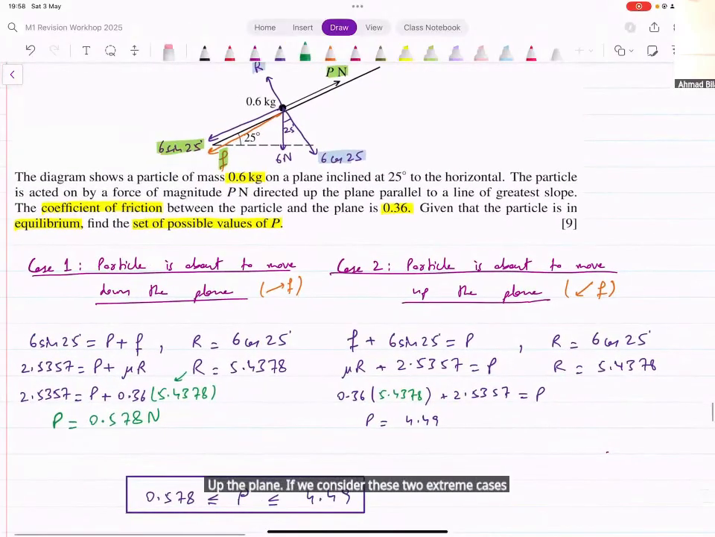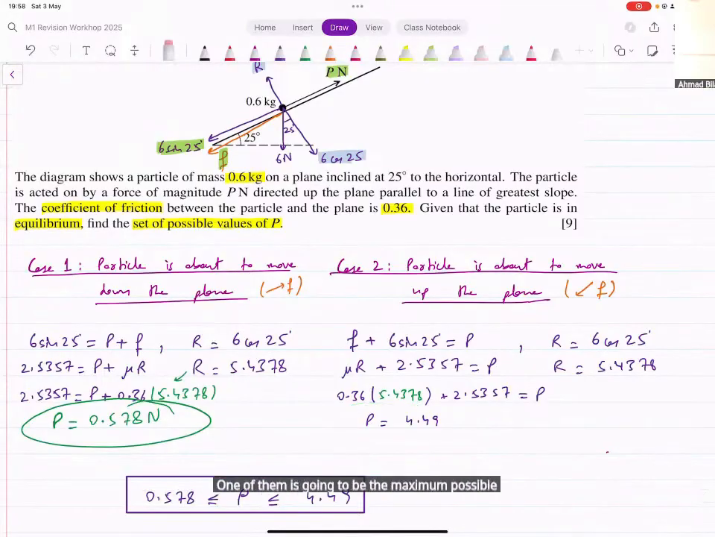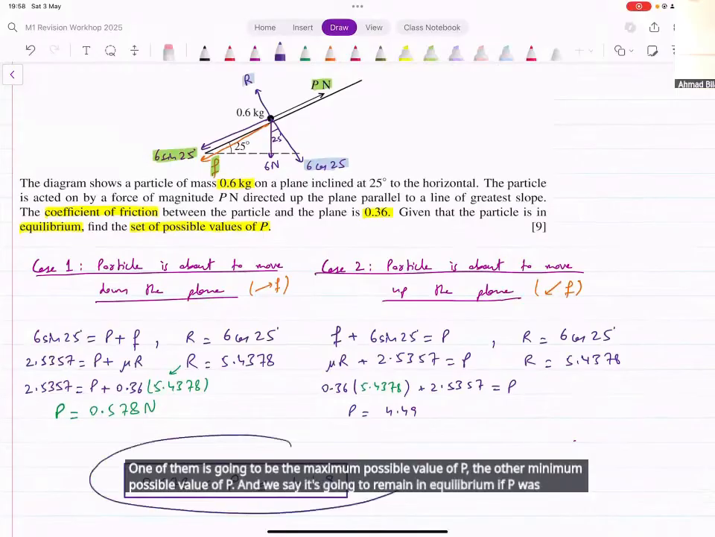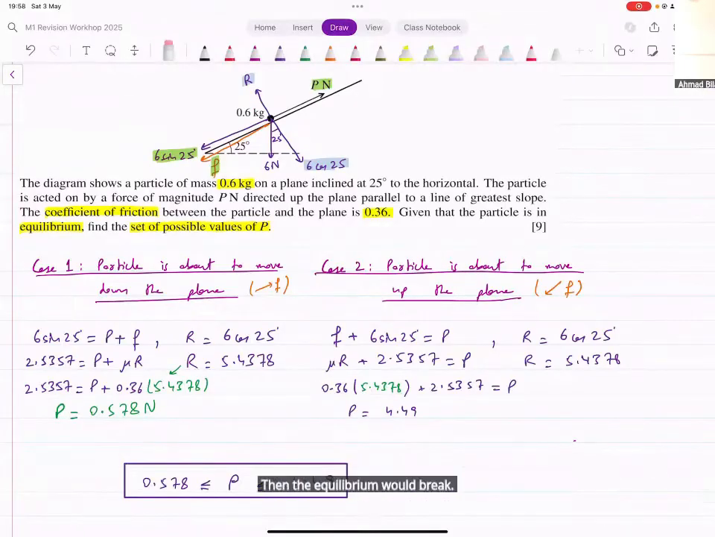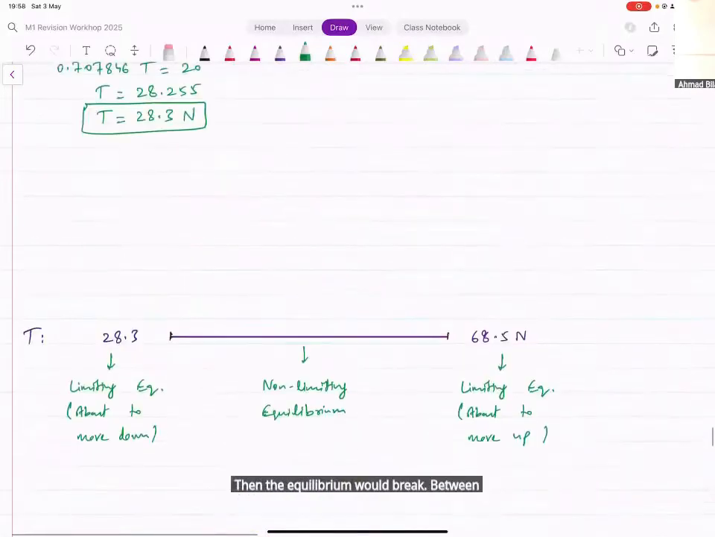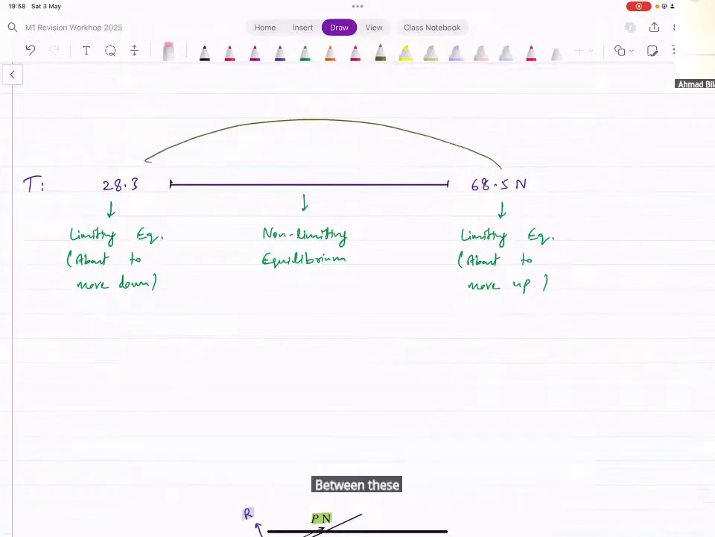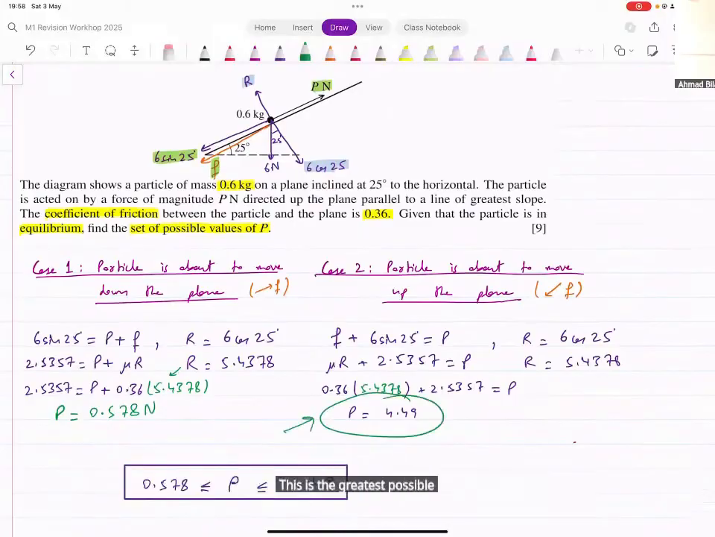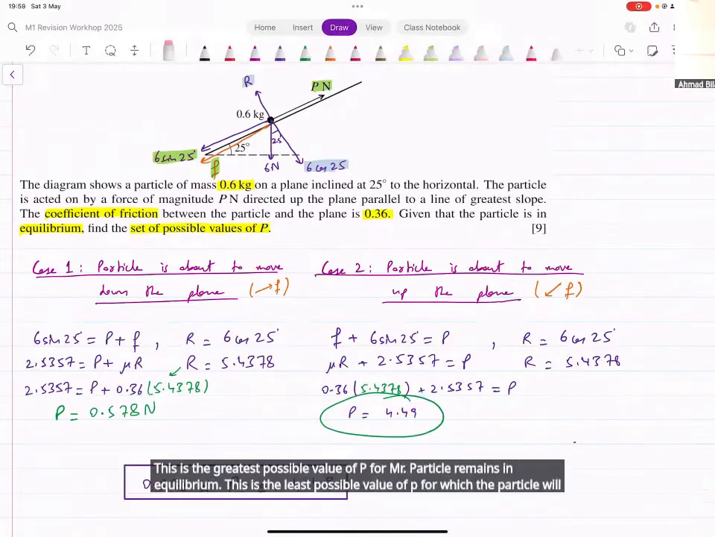Those two extreme cases give us these values of P. One of them is going to be the maximum possible value of P, the other the minimum possible value of P, and we say it's going to remain in equilibrium if P is between these two values. If P goes beyond these two values, then the equilibrium would break. Between these two extreme values, the object is going to remain in equilibrium. This is the greatest possible value of P for which the particle remains in equilibrium. This is the least possible value of P for which the particle will remain in equilibrium.